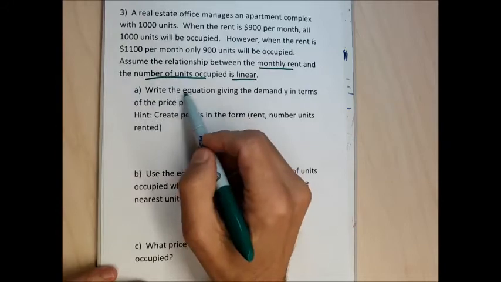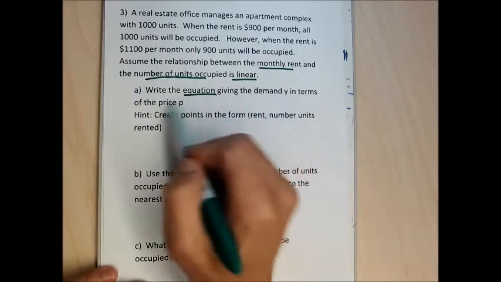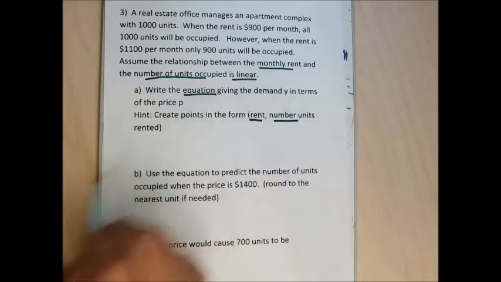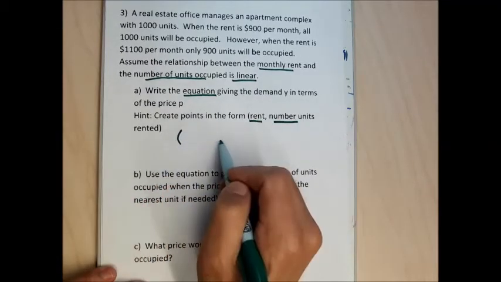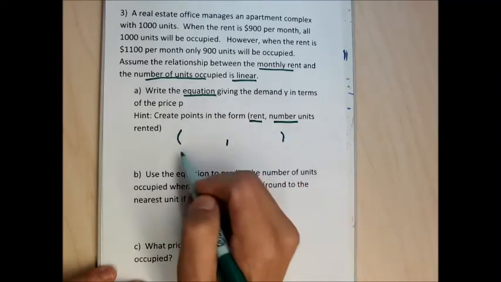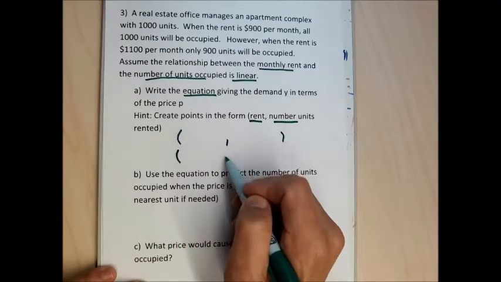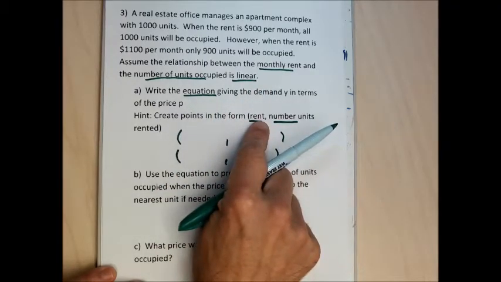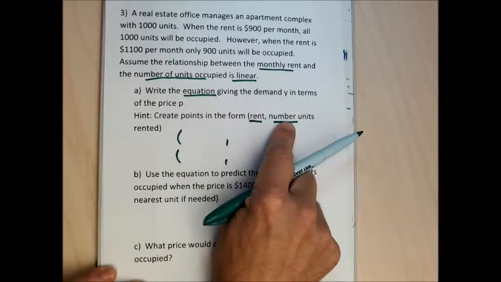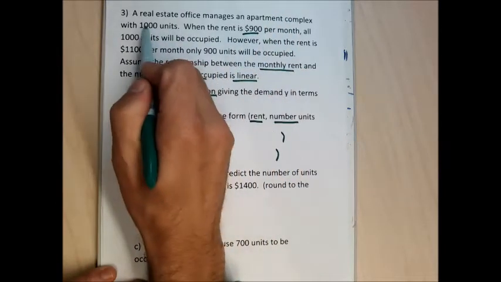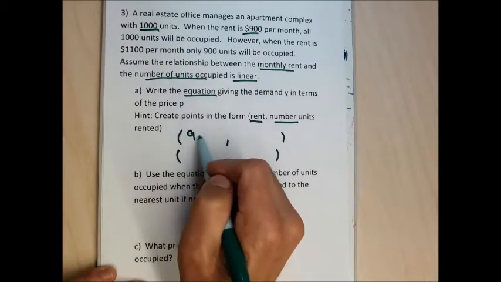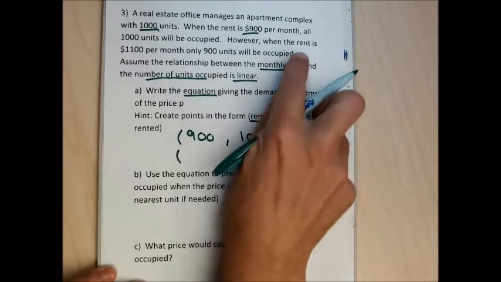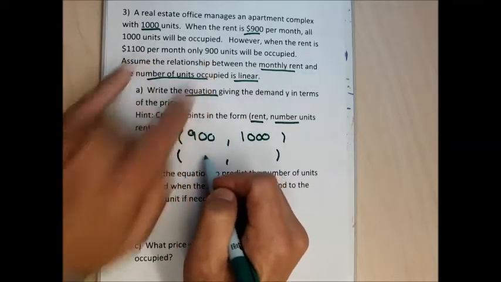Part A says write an equation giving the demand y in terms of the price p. Hint, create points in the form rent, comma, number of units rented. So let me do that. I'm going to create 2 points because I'm going to come up with an equation of a line, and I'm going to let the x coordinates be the dollar amount of the rent and the y be the number of units rented. I know that when the rent is 900, all 1,000 units will be rented, so x is our rent, y is the number of units rented. However, when the rent is $1,100, only 900 units will be rented.